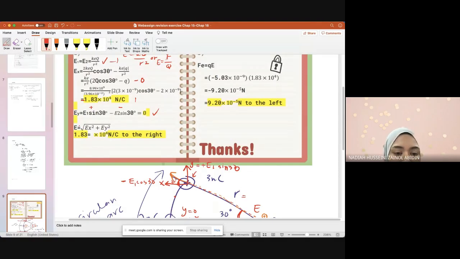Okay, and then the final answer to finding the electric field is the square root of EX squared plus EY squared. Put in your EX squared, then EY, and then you will get 1.83 times 10 to the 4 Newton per coulomb to the right. To the right because why?